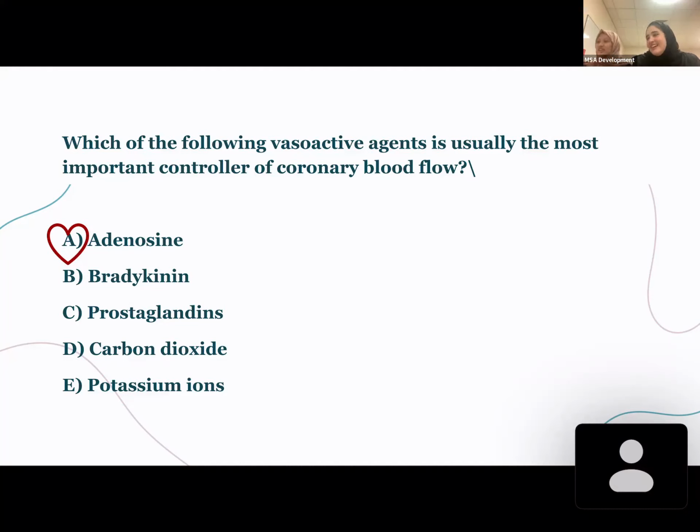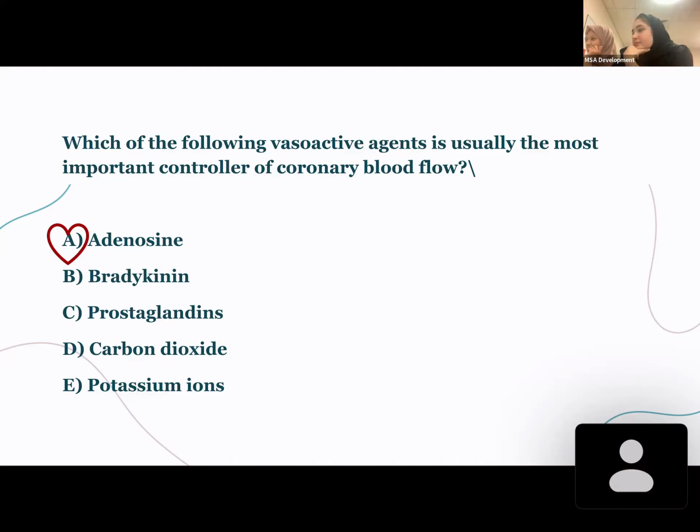But is this clear for everyone? Just know the difference between cerebral and coronary blood flow. And just know that adenosine is the most important among all of the rest. Is that okay? I think that's clear.